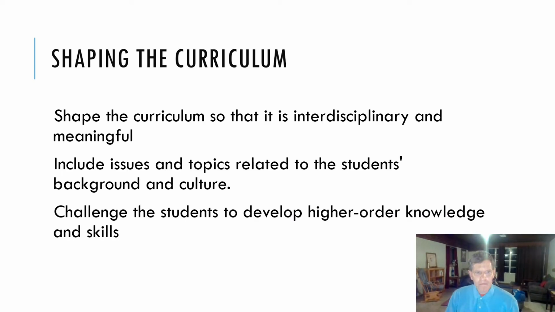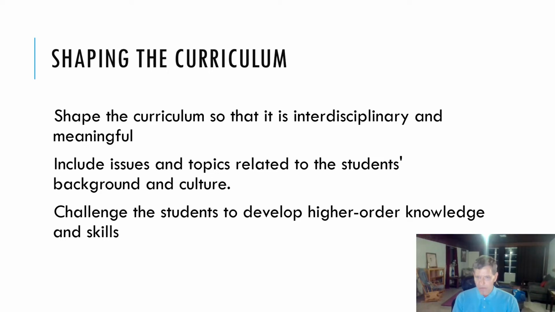Next, we'll talk briefly about the curriculum. You want to shape the curriculum so that it is interdisciplinary and meaningful. By interdisciplinary, I mean, of course, you might have English tie in with aspects of history, or you might have math tie in with aspects of science. You can include issues and topics that are related to the student's background and culture. We'll talk about that as we get further into this discussion later in this video.